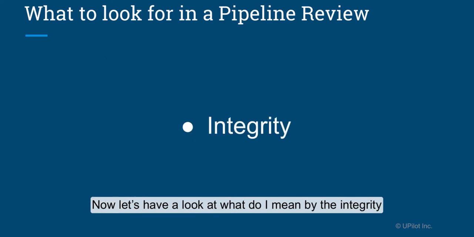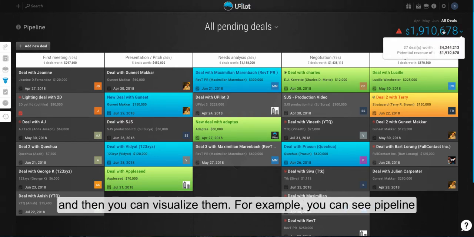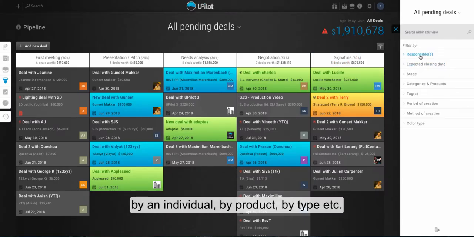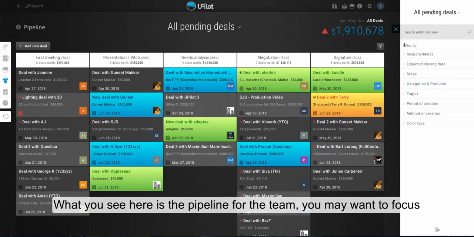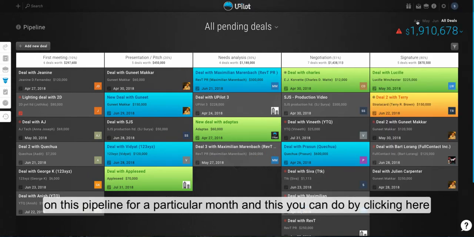Now let's have a look at what I mean by the integrity of the pipeline. There are multiple pipelines that you can create, and then you can visualize them. For example, you can see pipeline by an individual, by product, by type, etc. What you see here is the pipeline for the team. You may want to focus on this pipeline for a particular month, and this you can do by clicking here.